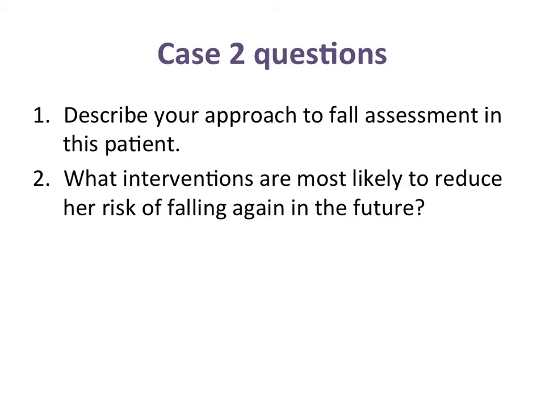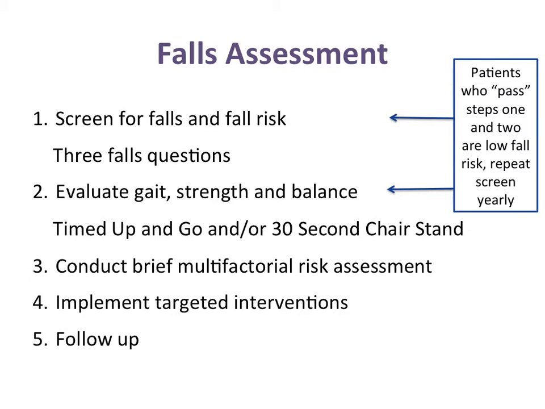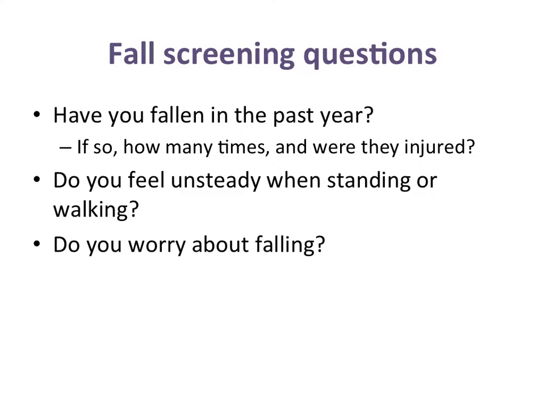The first 2 questions are about fall risk and reducing the risk of future falls. Here are the basics of fall risk assessment. You should screen with 3 questions that I will present on the next slide. Then you should do a brief test of gait, strength, and balance, such as the timed up and go or 30-second chair stand. If the patient passes steps 1 and 2, they are low risk and should be rescreened once a year. If they don't pass, you should conduct a brief review of their fall risk factors and implement appropriate interventions with follow-up.